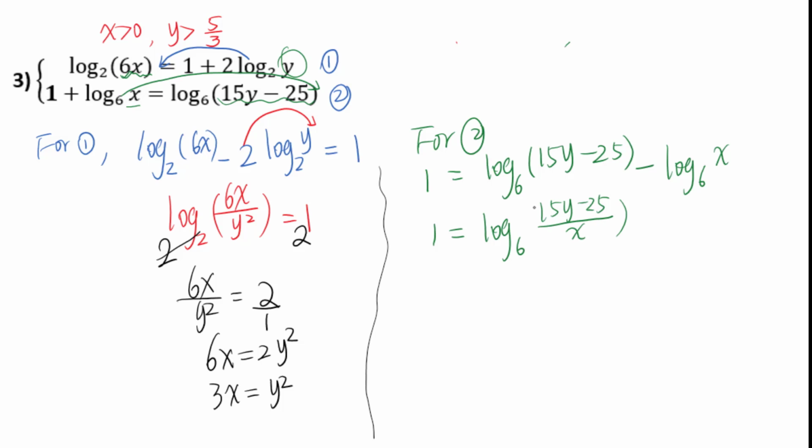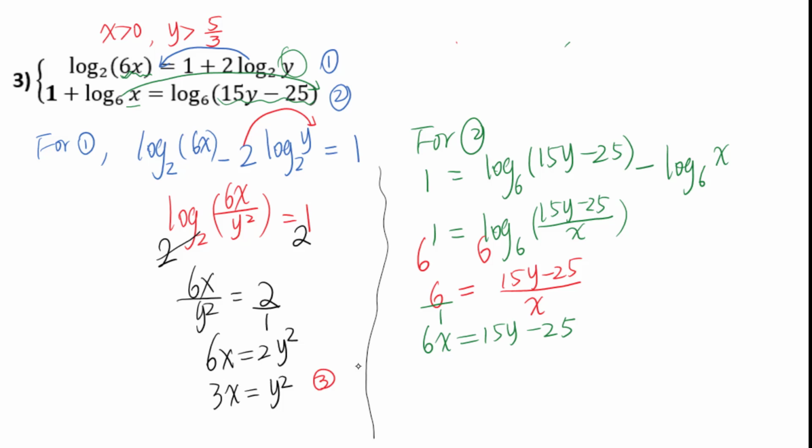Condense the log. Then we add base 6 on both sides. 6 to the first power equals 6, equals (15y minus 25) over x. Cross multiply. 6x equals 15y minus 25. Then we will do the substitution.